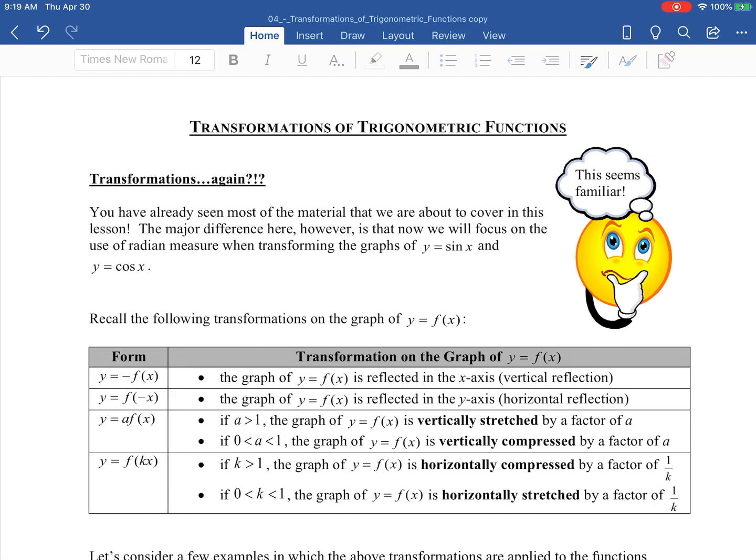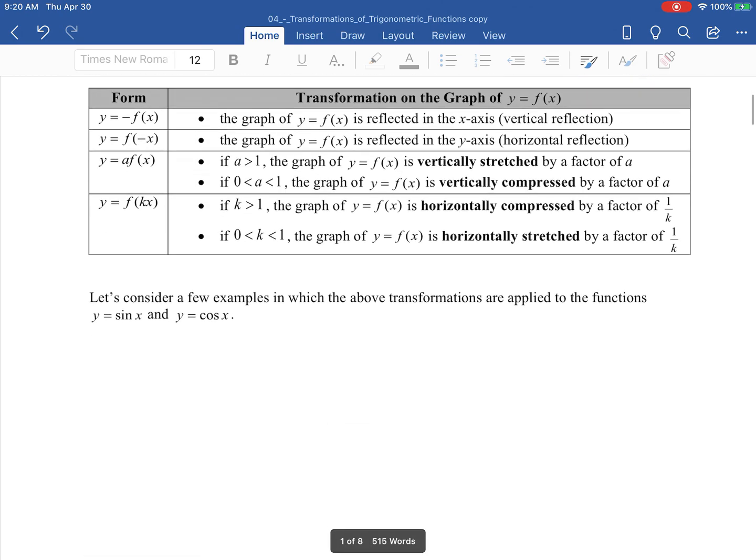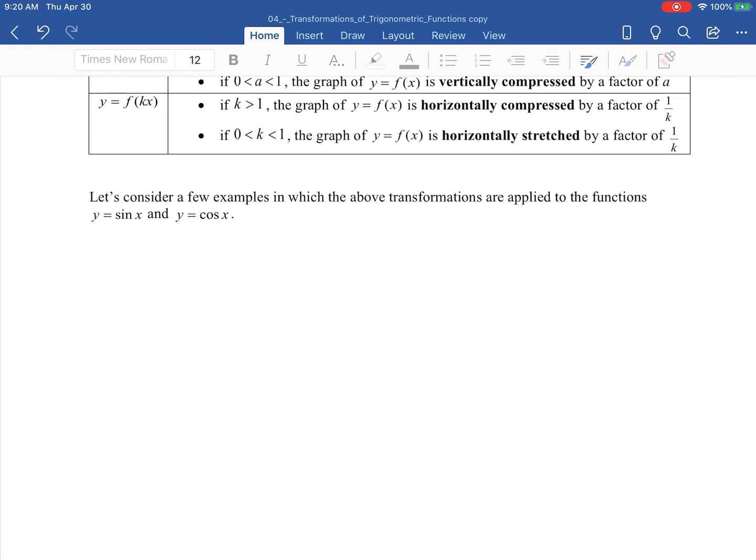A number out front of the function will vertically stretch it if the number is greater than 1, and it will vertically compress it if the number is less than 1. And finally, a number inside the brackets, a multiple, will horizontally compress it by a factor of 1 over k if k is greater than 1, but if k is between 0 and 1, like if it's a fraction, it'll actually stretch it. So again, what happens inside the brackets always seems to be the opposite of what you would think, like a multiple of 3 out front multiplies things by 3, but a multiple of 3 inside would divide things by 3. You'll see some examples of that.